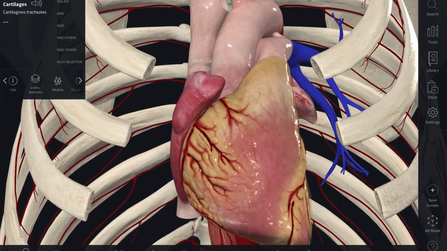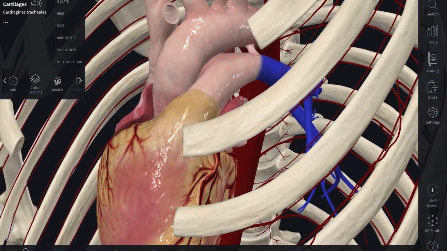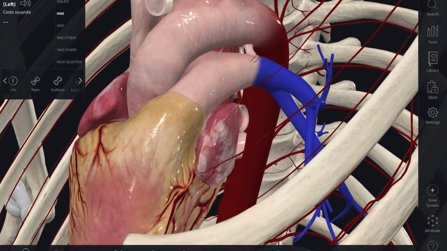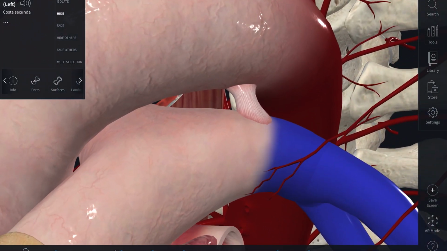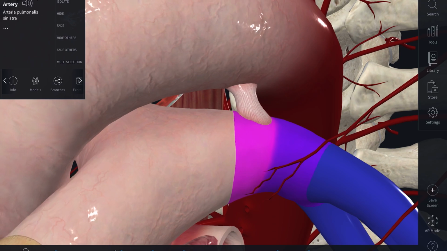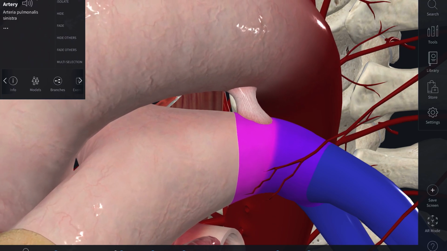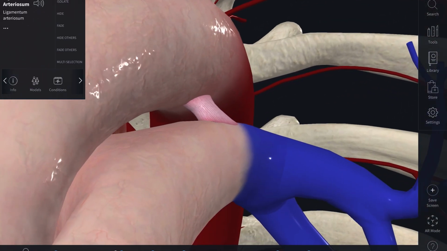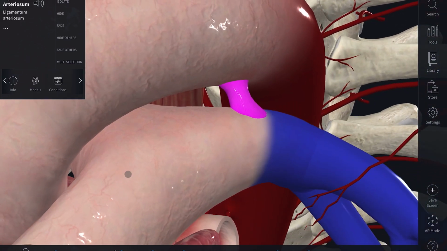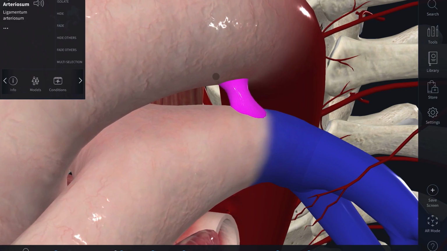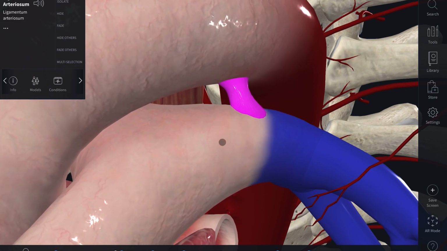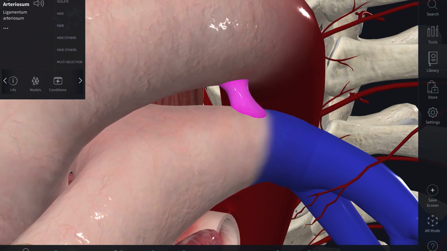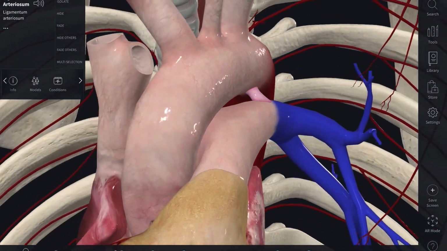Another thing that I should probably show you right here is on this heart. Get rid of some of these ribs. We have that pulmonary trunk, pulmonary artery, and then we have this ligamentum arteriosum. This is where that blood flow for a fetus would come through. At that point, though, it was ductus arteriosus, but in an adult, this is ligamentum arteriosum.